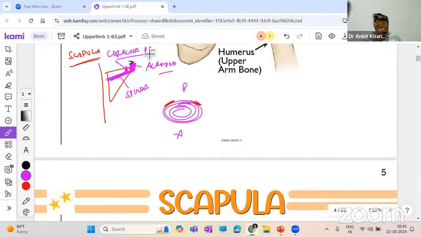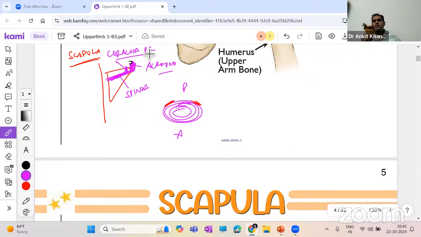So which side of scapula will it be? This is the anterior part, that is the posterior part. The glenoid will always face laterally. Okay, I have to keep it like this. But in an exam or viva voce, I have to keep it like this. Well, it's the right sided scapula.